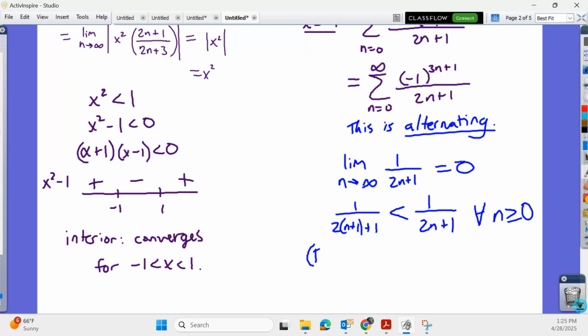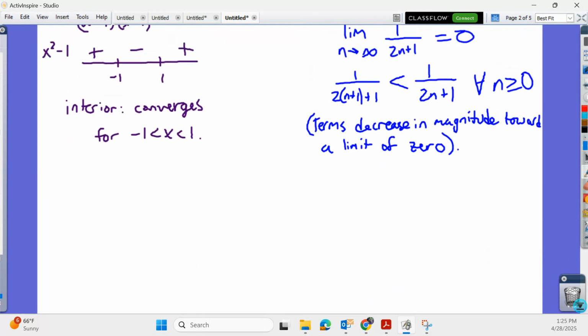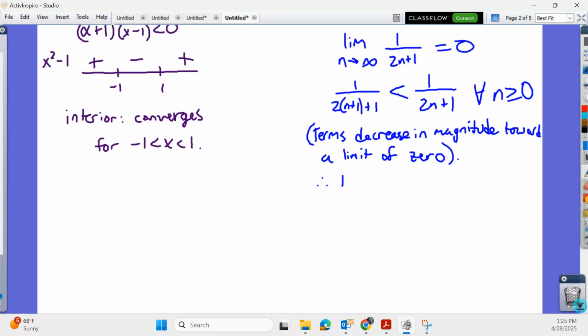So the terms decrease in magnitude toward a limit of 0. So that is the alternating series test, and what that means is that the series does converge at x equals -1, the left endpoint. So now the right endpoint.